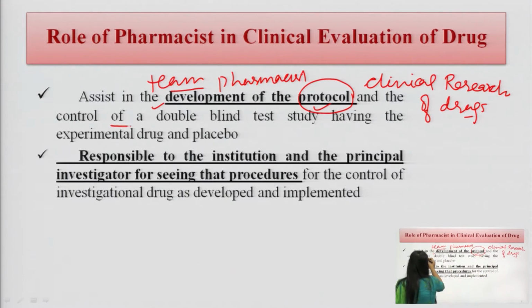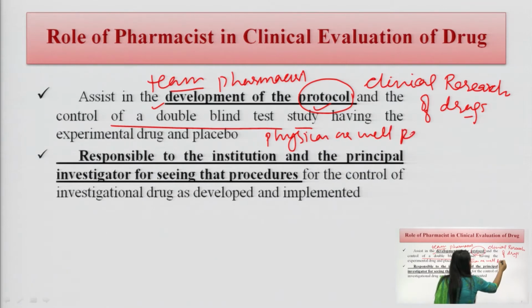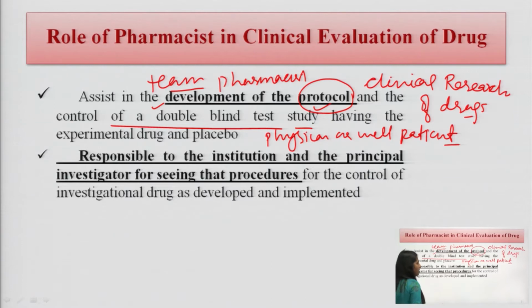And the control of double blind test studies: as a procedure of the clinical trial, they are double blinded, meaning the physicians as well as the patient don't know about the treatment. Whatever treatment is given to the patient, the physician as well as the patient don't know about it. It is called double blinded test studies. This is the first point, how they are assisting: in the formation of the protocol.